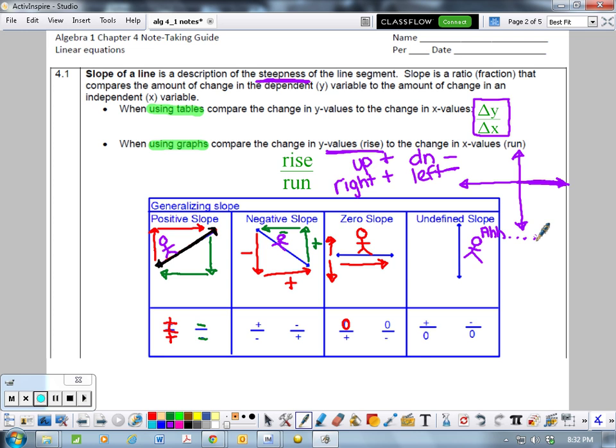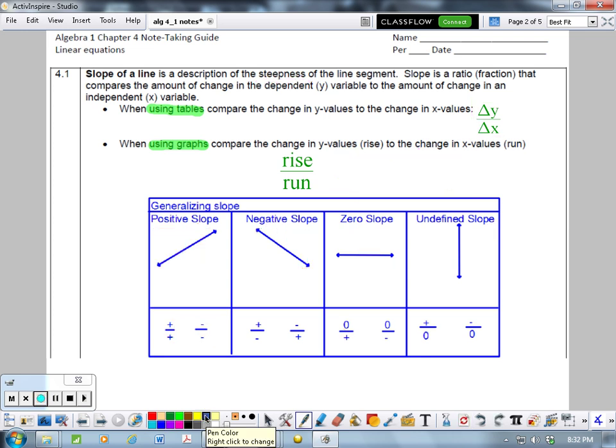How is it undefined again? So let's look at it numerically.